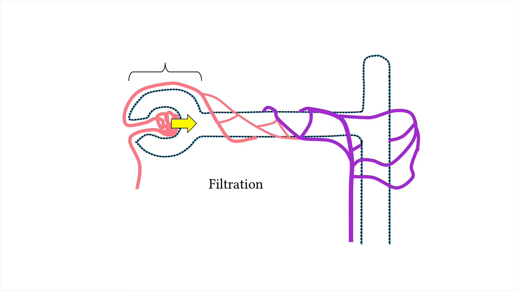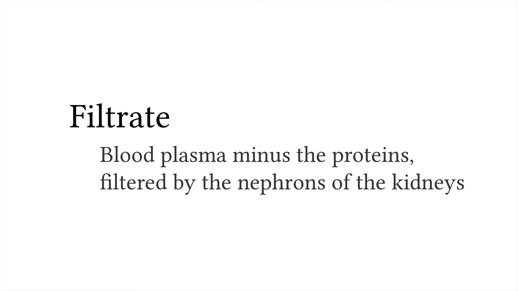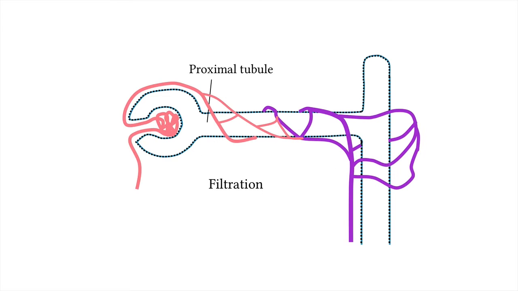We call the fluid that makes it here filtrate. Filtrate is blood plasma minus the proteins, filtered by the nephrons of the kidneys. So both wanted and unwanted materials are in the filtrate. It's just missing the blood cells and blood proteins. Filtrate makes it into the proximal tubule of the nephron. At this point, it's not urine yet. It takes the next 3 steps for it to become urine.